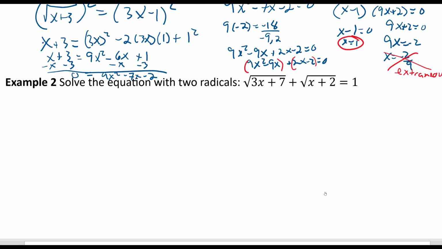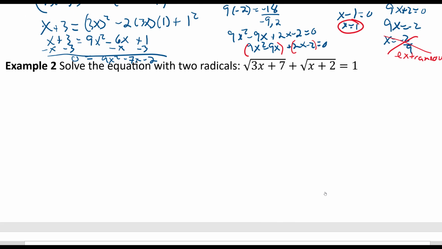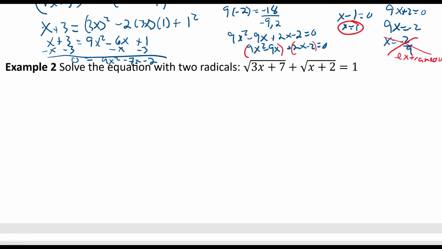Let's do another one of these. This time we have two radicals, and so we're going to do this twice. So we isolate one of the radicals. I'm going to be strategic about this, and just for squaring purposes, I think it'd be easier to subtract this one first, the square root of 3x plus 7. So I isolate this: square root of x plus 2 equals 1 minus the square root of 3x plus 7.